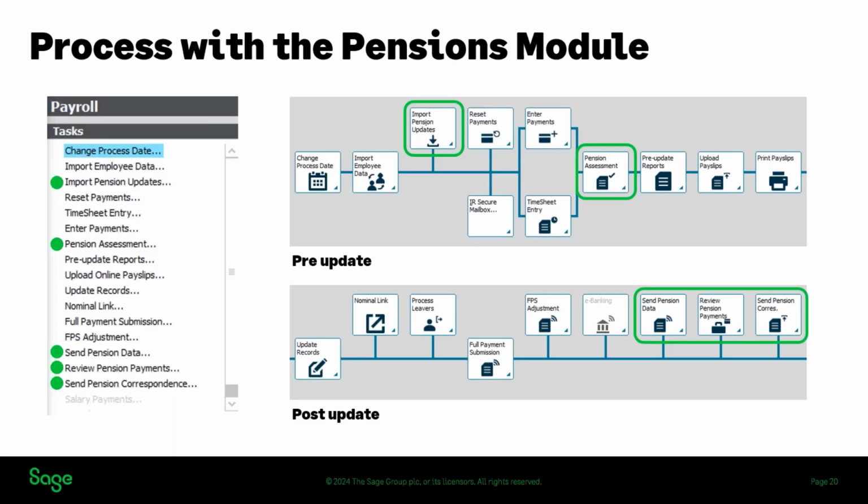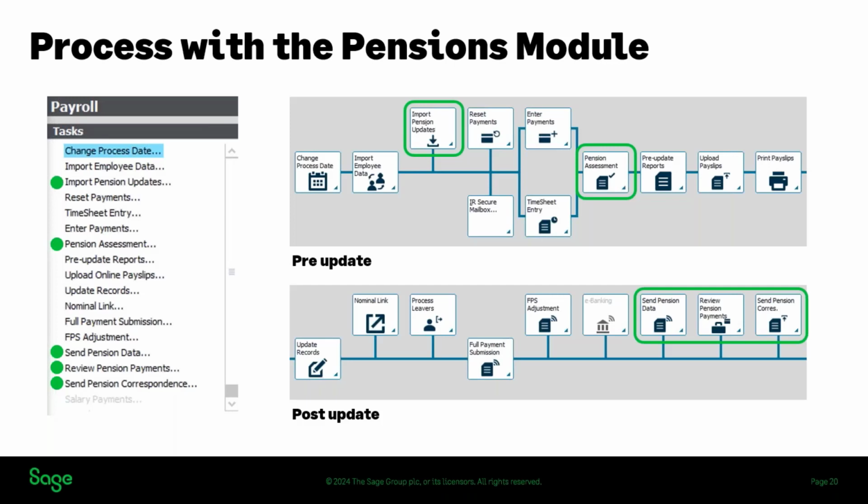There's the pension assessment, which is the other pre-update task, and you run it straight after enter payments. This is what deals with enrolling employees if they meet the criteria. And then your post-update tasks, once you've updated records and sent your full payment submission, are all to do with communicating with your pension provider by sending them the relevant data, reviewing the payments you need to make to your pension provider, and dealing with any correspondence that needs to be sent to your employees. So I've highlighted the areas on the payroll tasks and also the process map, for any process map users out there, that you would have access to if you have the pensions module.